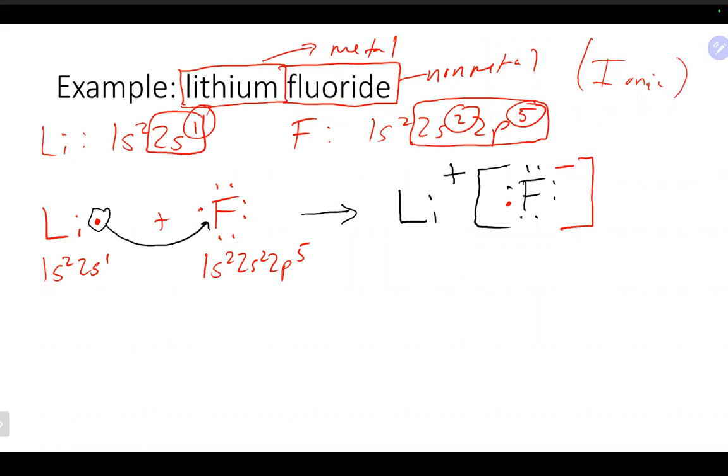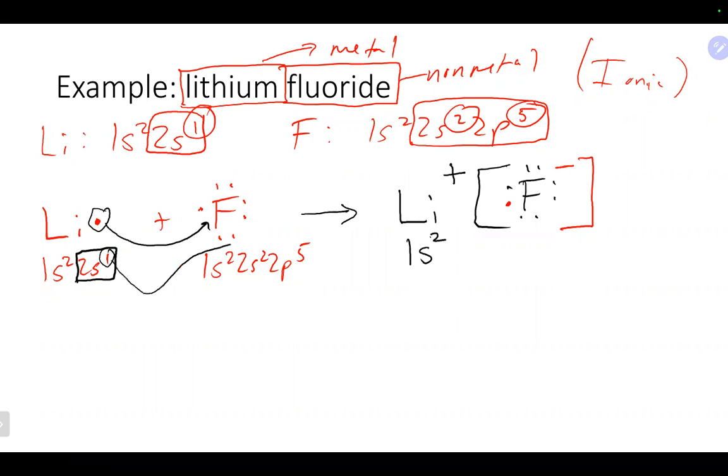Essentially, my lithium gave away its 1 valence electron, which means when it becomes lithium with a +1 charge, its new configuration is 1s2. The fluorine said, thank you very much. I actually have room for that guy right there in my p subshell, because the p subshell could hold 6 electrons, right? And it only has 5 at this point. That then gives the fluoride here with a -1 charge and a configuration of 1s2, 2s2, 2p6.